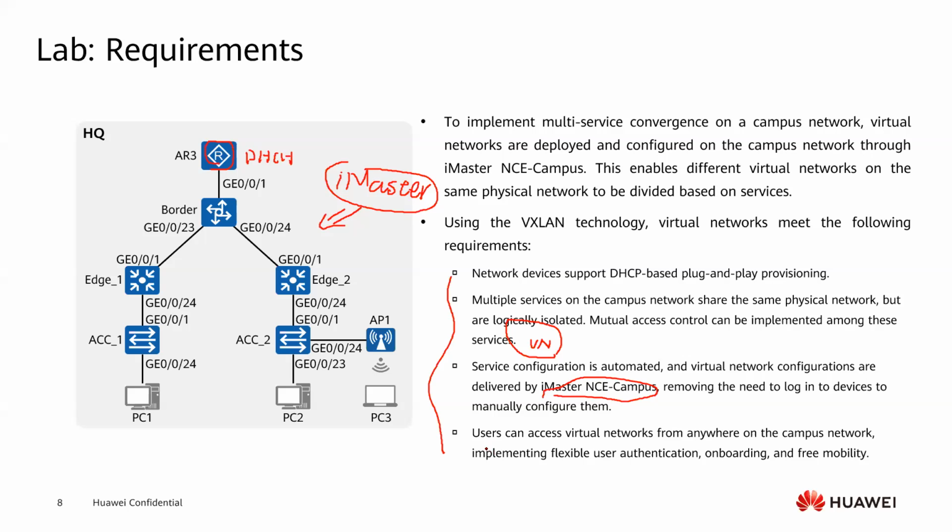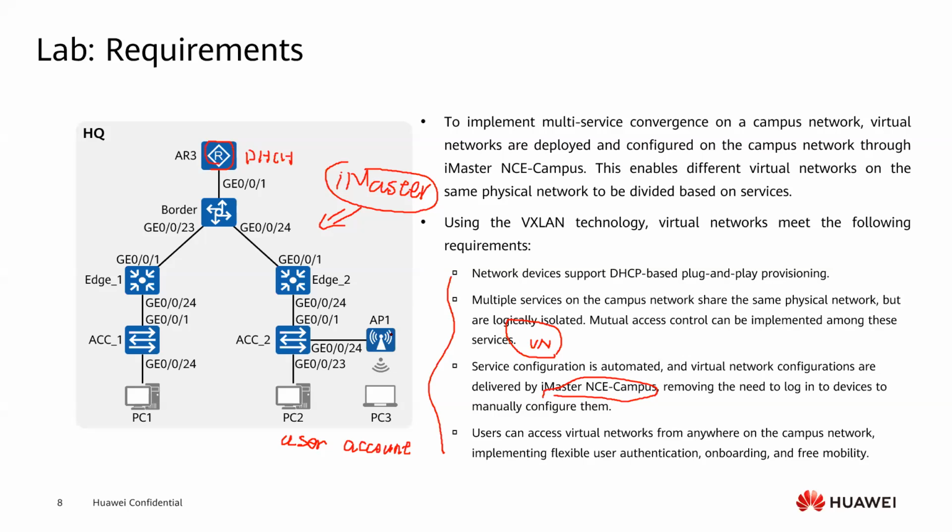And the last requirement is that users can access the virtual network from anywhere on the campus network. That means you use free mobility. Users just use their user account with the username and password. They pass through the authentication process, and then they get the authorized rights and can access the specific network. So these are the requirements we will meet in our experiment.